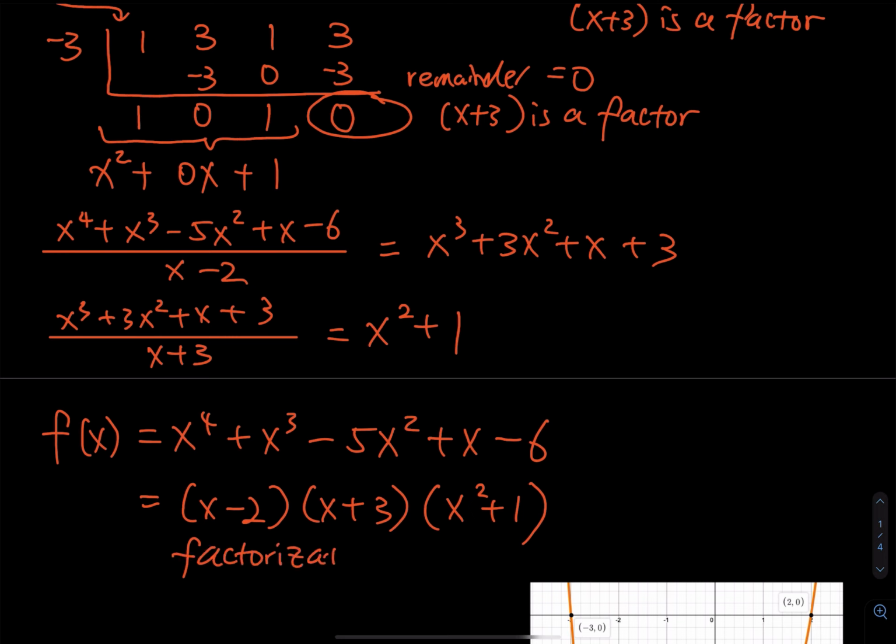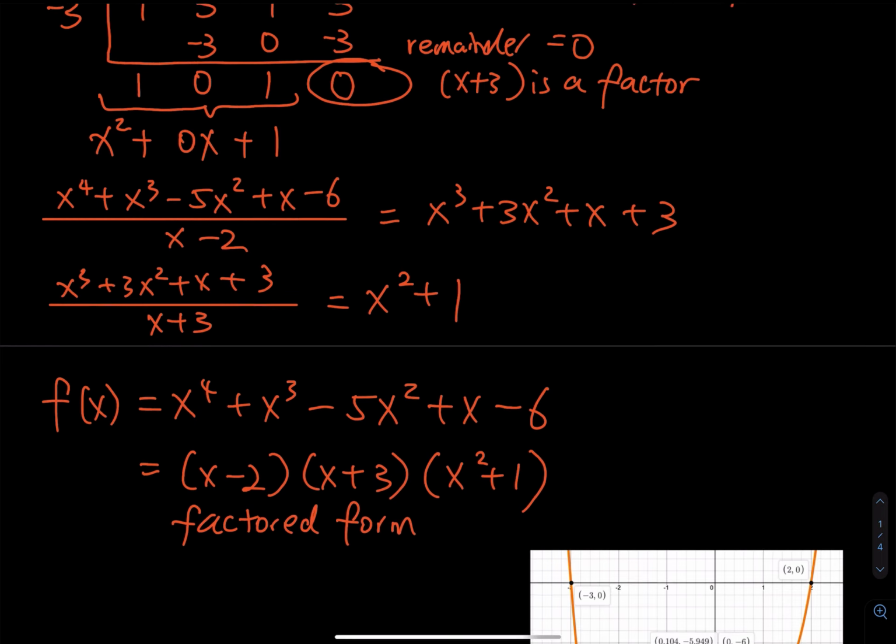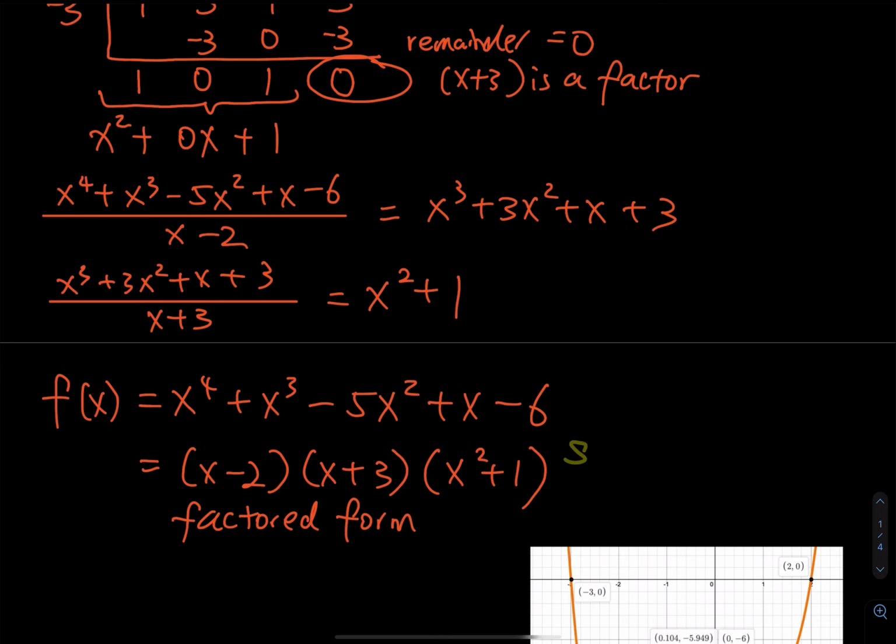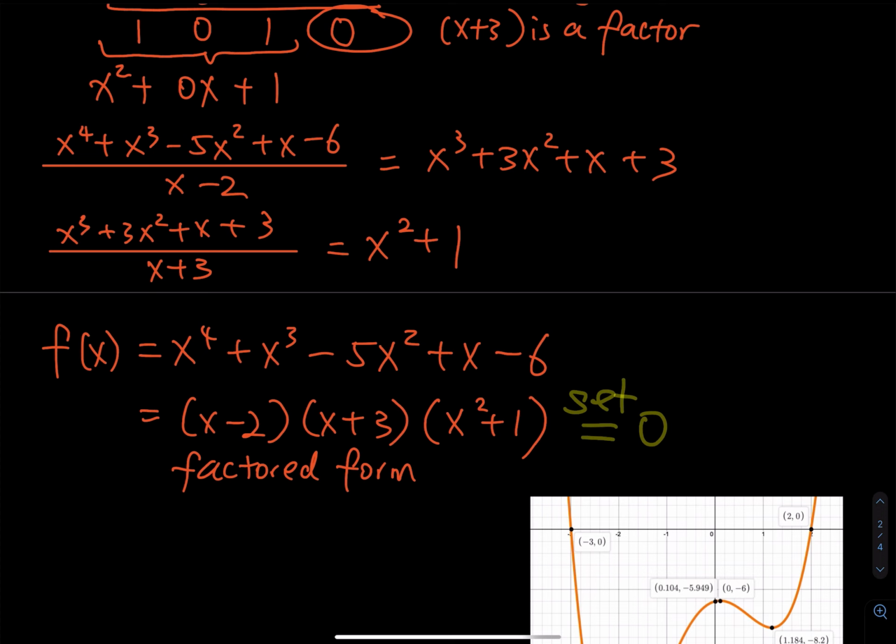I will just call it the factor form, to make the name simple. And then how do we get the zeros? All you have to do is set that equal to 0 and then solve for x. So as a result, x is equal to 2 and x is equal to -3.